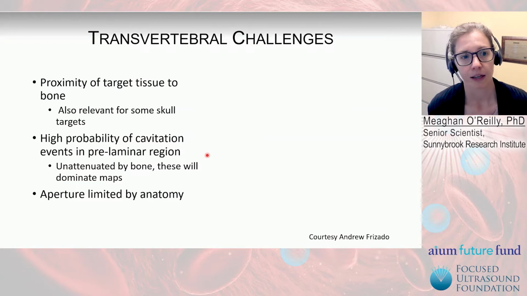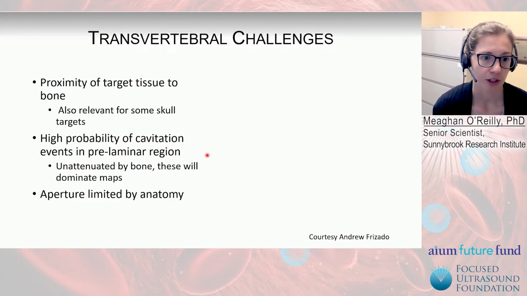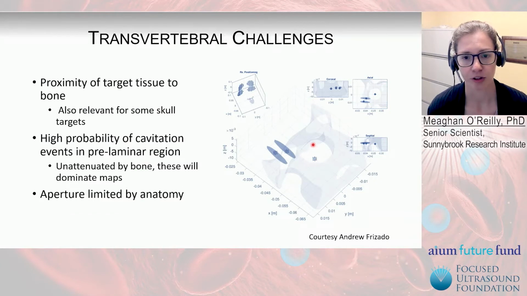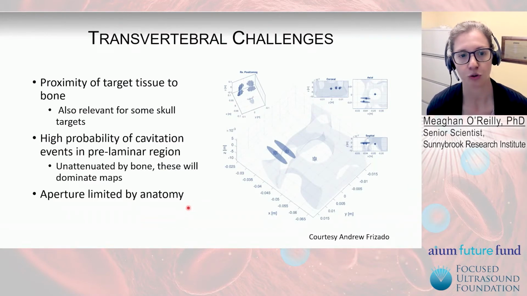We have a high probability of cavitation events in the prelaminar region. And this means here, if we have two events occurring outside and one event occurring in the canal, for example, when we reconstruct these maps, we won't see the one in the canal unless we can account in our model accurately for losses through the bone. And then we have an aperture that's limited by anatomy. And so we can't use the nice hemispherical geometry that we have for skull. And so we're working to address some of these challenges.